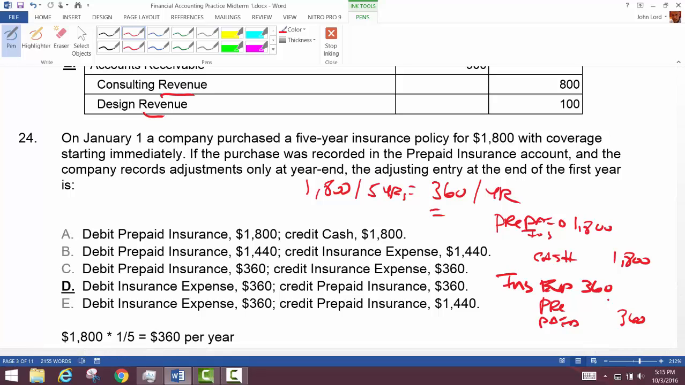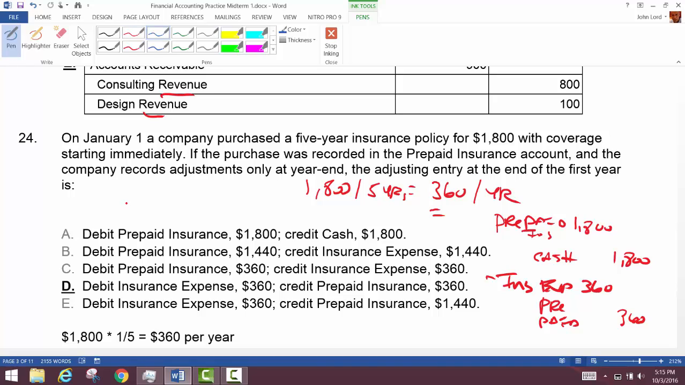Yeah, debit on the left, credit on the right. I debited the insurance expense because 360 of that has expired, right? Credit to prepaid. What should be the balance in the insurance account now?